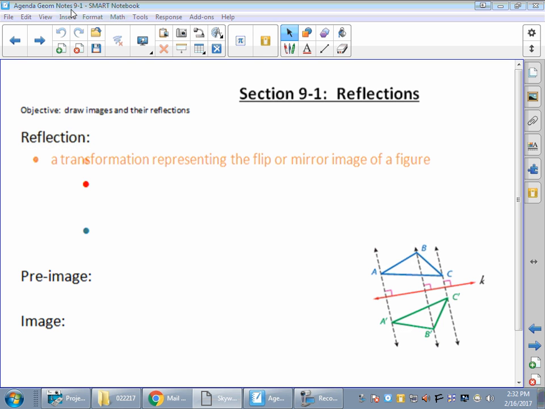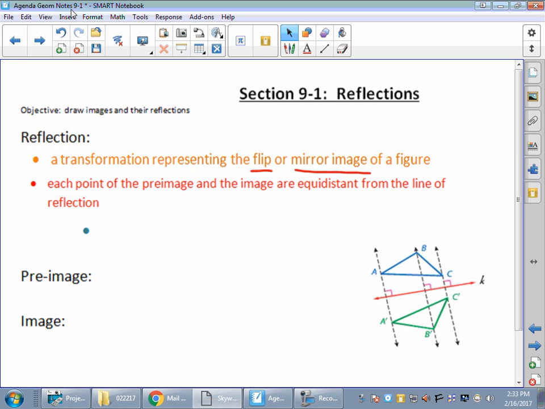And first of all, you probably know that a reflection is a transformation. We didn't talk about that. Transformation is the main name for different things that you can do with images on a coordinate plane or not. So a reflection is a transformation that represents a flip or a mirror image. Makes sense, right? Reflection, mirror image. Each point of the pre-image and the image are equidistant from the line of the reflection.